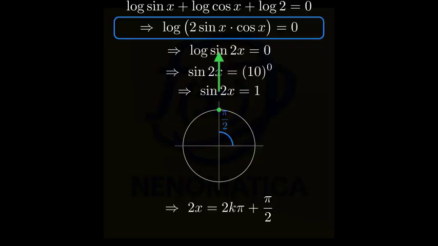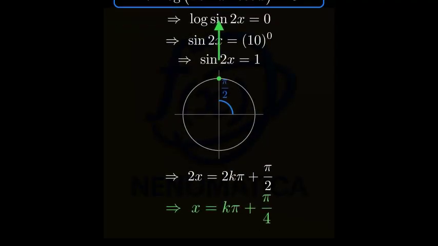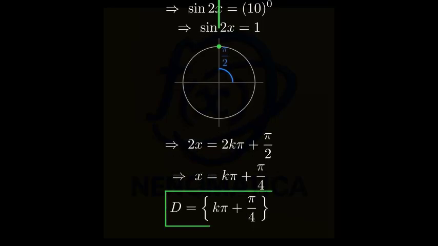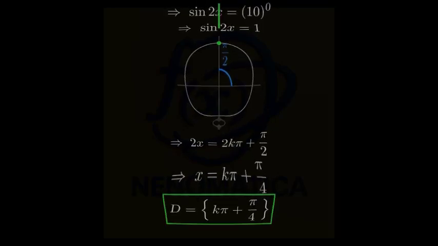The angle 2x must equal 2k pi plus pi over 2. Step 7. Divide both sides by 2 to solve for x. Finally, present the solution set exactly as written.